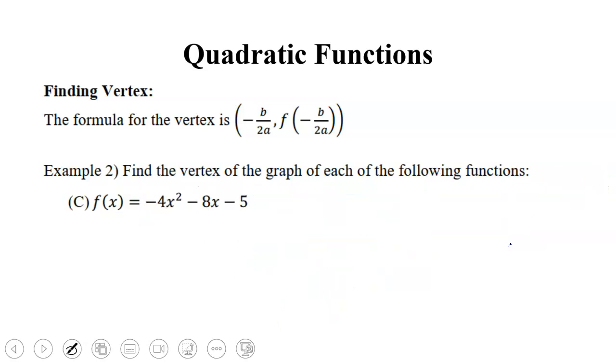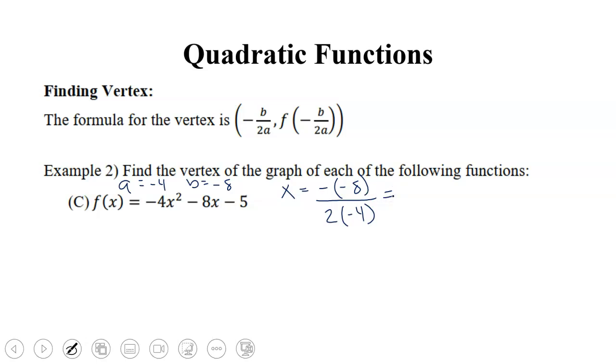All right, so let's look at C. Again, our first step is to label our A's and B's. So our A is -4 and our B is -8. So use your equation. Let's find the X. So negative. Now what was my B? -8. Put it in parentheses. And then over 2 times A. So 2 times -4.